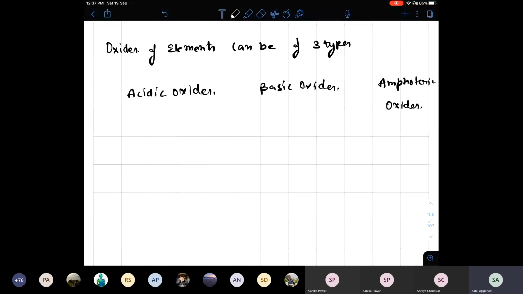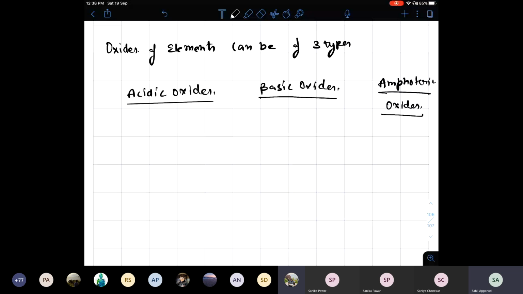Have you learned about it? Have you read about it? Yes, sir. Acidic oxides, basic oxides, amphoteric oxides. On what basis can we say an oxide is a basic oxide? On what basis can we say an oxide is an acidic oxide?